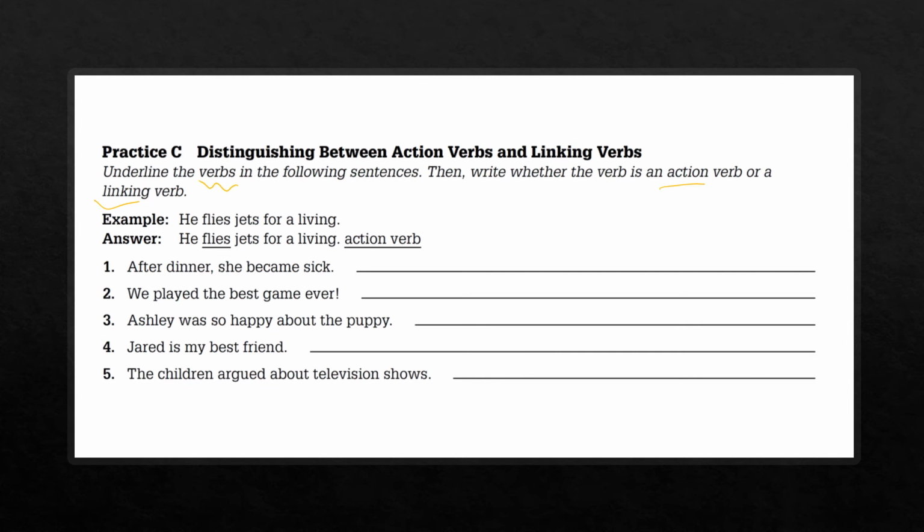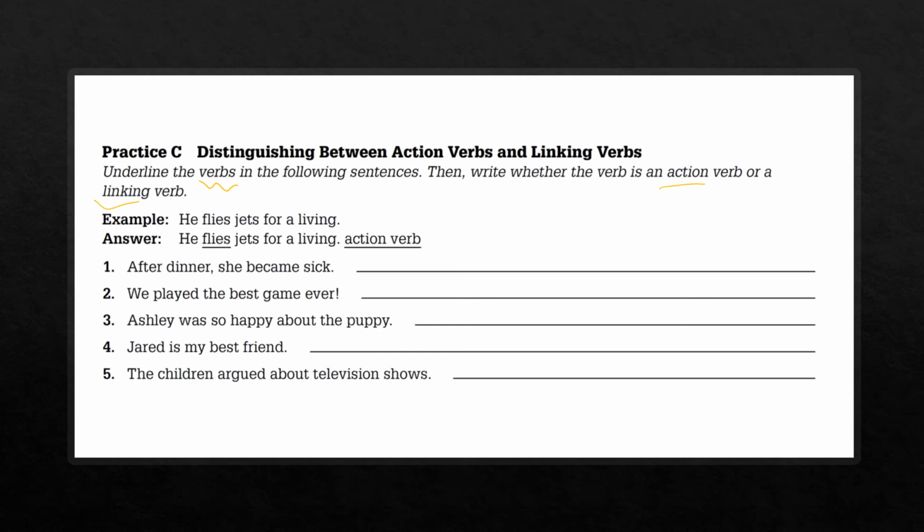For example, he flies jets for a living. The verb here is flies, the verb to fly. How did I know it? Because it is a word that expresses time, showing an action or a state of being, in this case an action. Then I have to think, is it action or linking? Does it simply connect the subject with another part of speech, or does it show what action someone or something is performing? In this case it is an action, therefore it is an action verb.